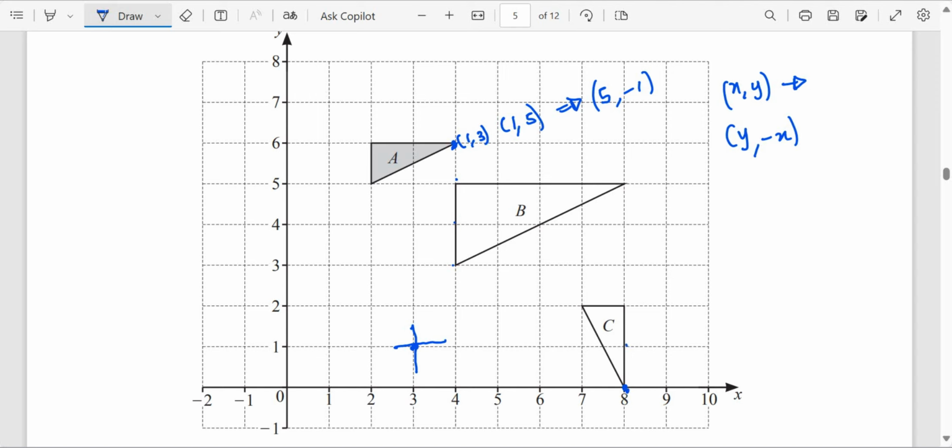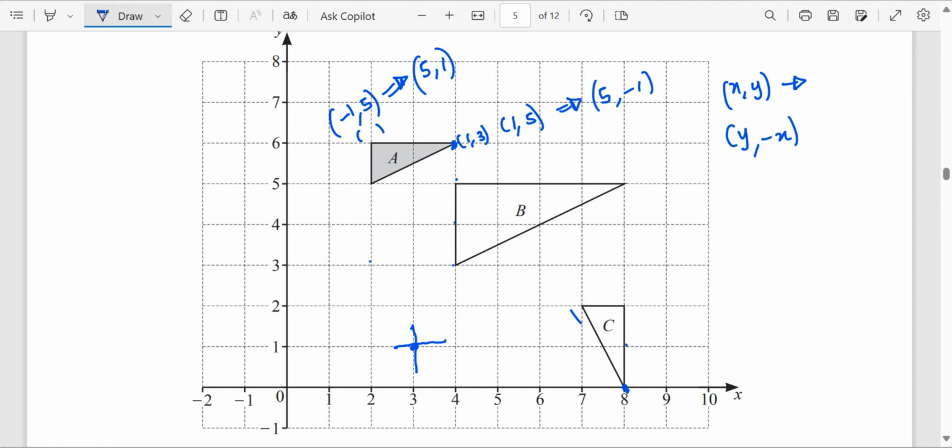So yes, we cannot be so sure using just one point, but let's try one more point and see if that will work. So I'm going to get the coordinate of this point using this plane. So I have minus 1, 1, 2, 3, 4, 5. That's minus 1 comma 5. Remember, it is x before y. So if I rotate, this should be 5, 1.